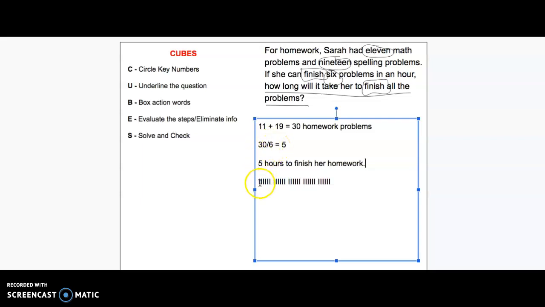So that's when we make groups of 6, and that equals 5 groups total. So 1, 2, 3, 4, 5. So 30 divided by 6 equals 5. So we know that Sarah can finish her homework in 5.